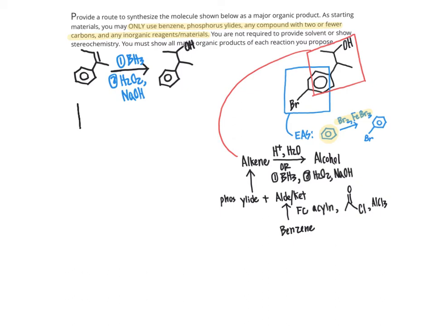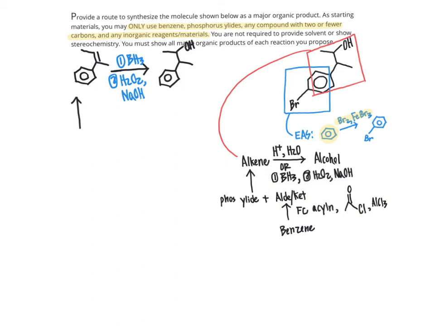We're not quite back to where we need to be yet, though, because what we started with here definitely has more to it than just benzene, phosphorus ylide, or 2 or fewer carbons. We've got a pretty complex molecule going on there. So we need to break that down further. And that's where we look back at our general flow chart here, where we said, okay, we know that we can take a phosphorus ylide and an aldehyde or ketone and make an alkene out of it.